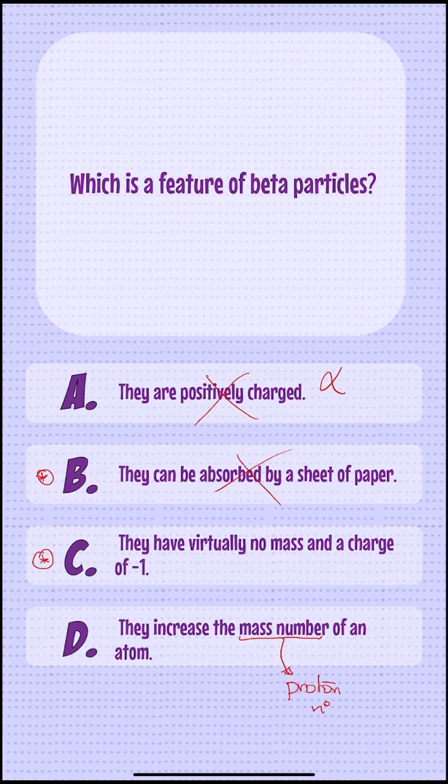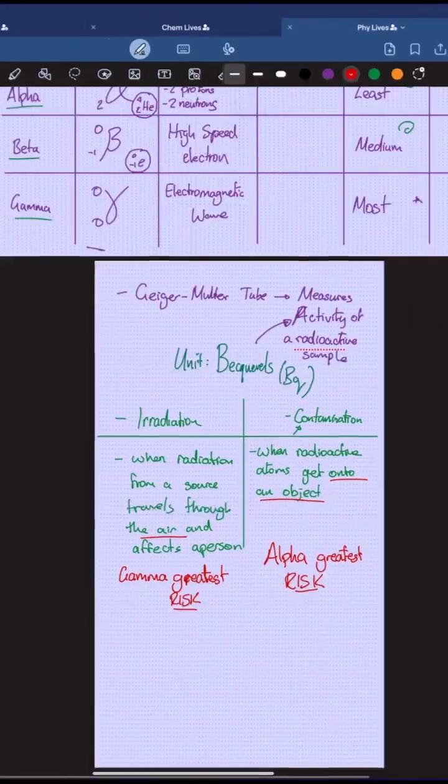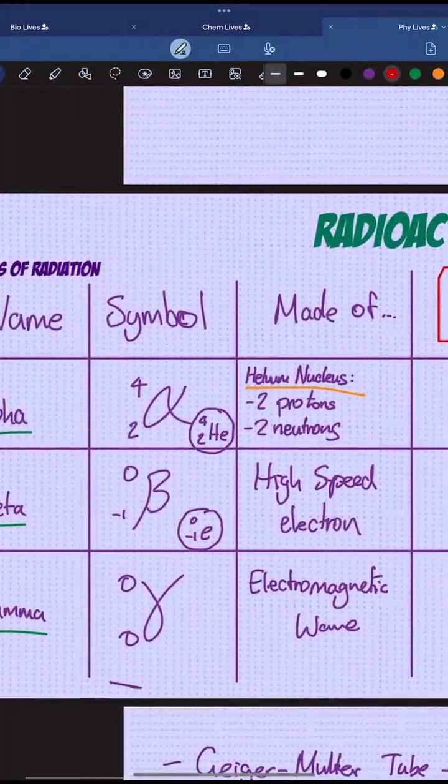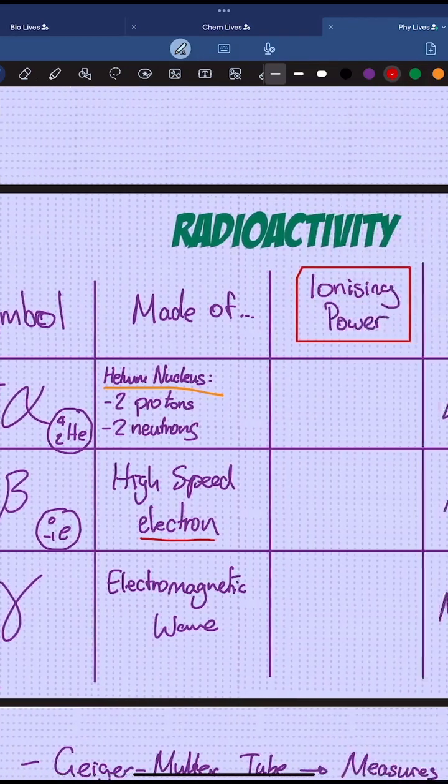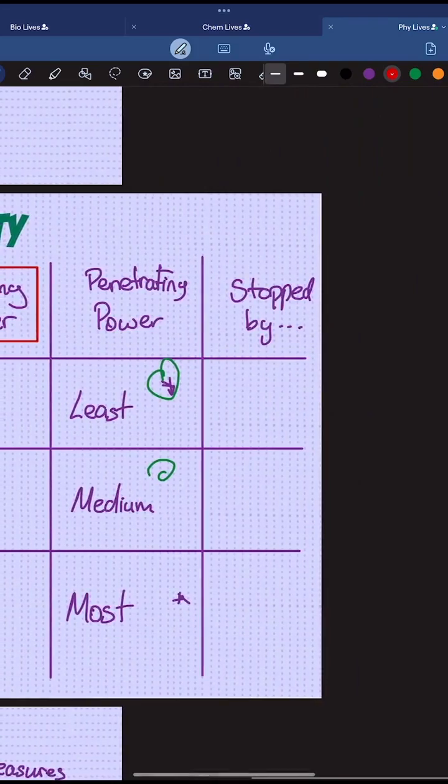We'll add this in our notes now. The answer is they have virtually no mass and a charge of -1. The reason for that is because, remember, they're made up of high-speed electrons. The electrons have a charge of -1 and they pretty much have no mass. So let's write down what each one is stopped by.